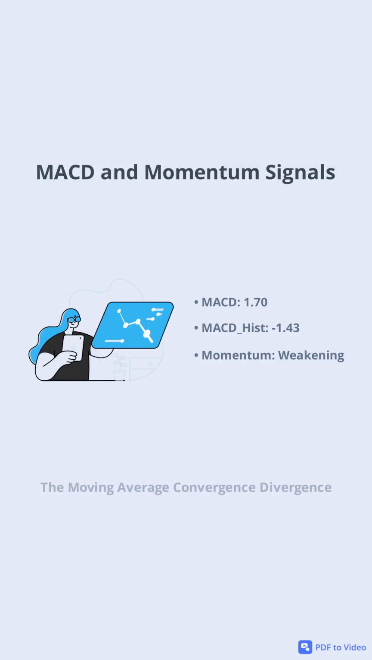The Moving Average Convergence Divergence (MACD) is a key momentum indicator. Apple's MACD is at 1.7 with a signal line at 3.13 and a histogram of -1.43. The negative histogram and momentum values suggest weakening upward momentum. This aligns with the recent price dip below short-term averages. When momentum indicators turn negative, it often signals caution for bullish traders.